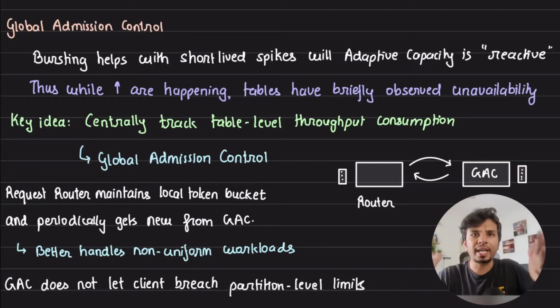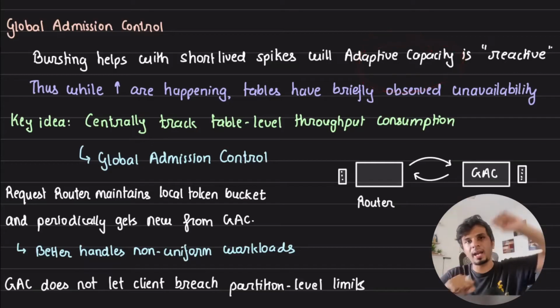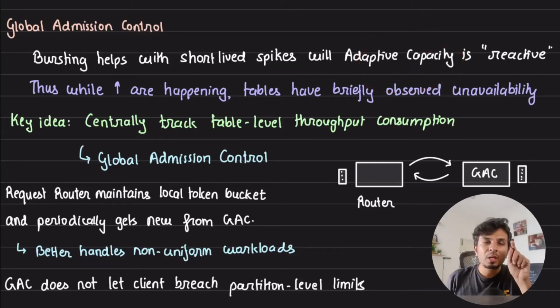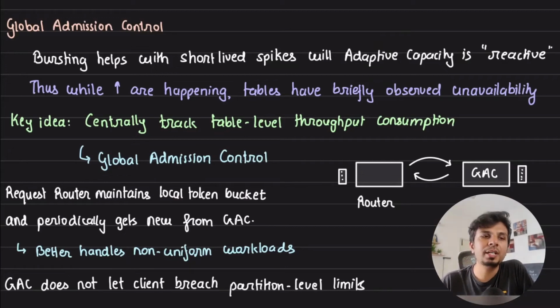It takes time to react, right? So while the requests are coming in, while this table is getting throttled, because it takes time for adaptive capacity to adjust the capacity across partitions, your tables have observed unavailability. Because you made the request, your table request got throttled. That's a problem. So the customer of DynamoDB is not happy, because the customer says, I have allocated 1000 requests per second. Why are you not giving me 1000 requests per second?